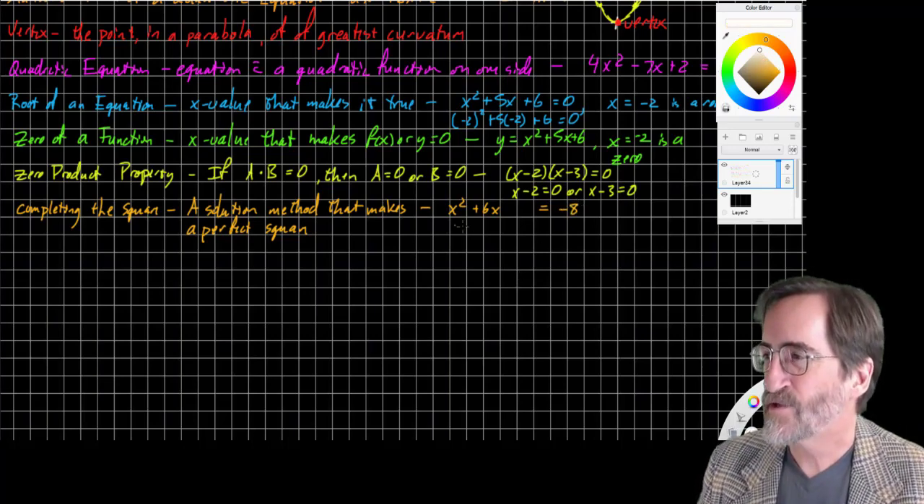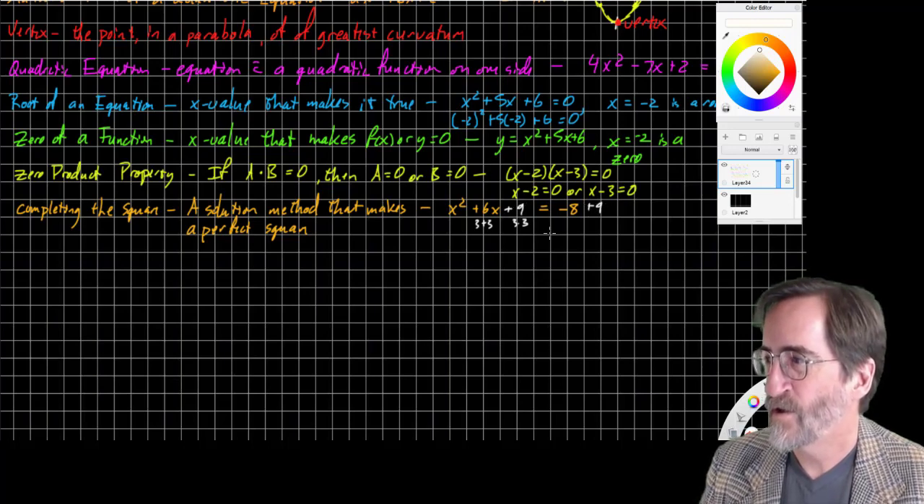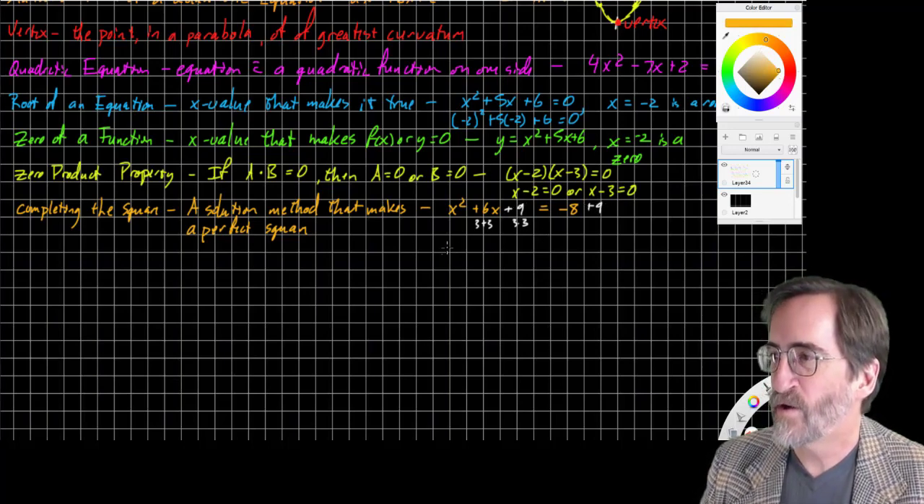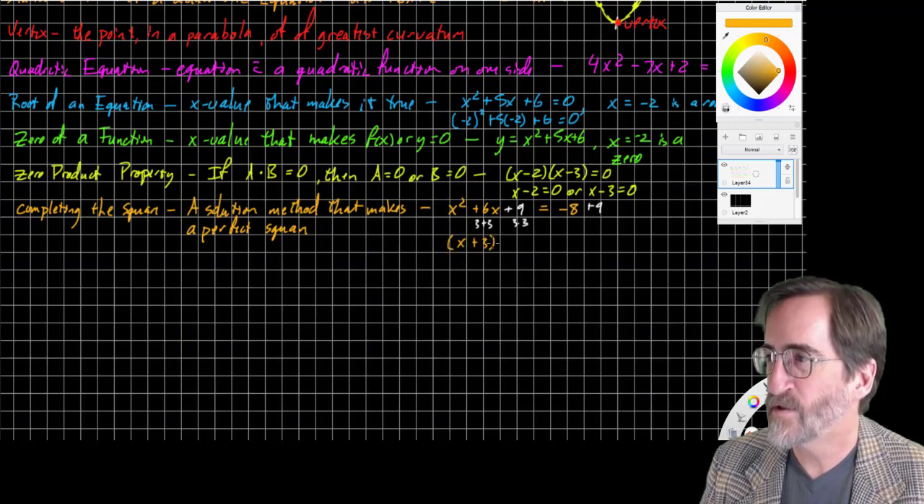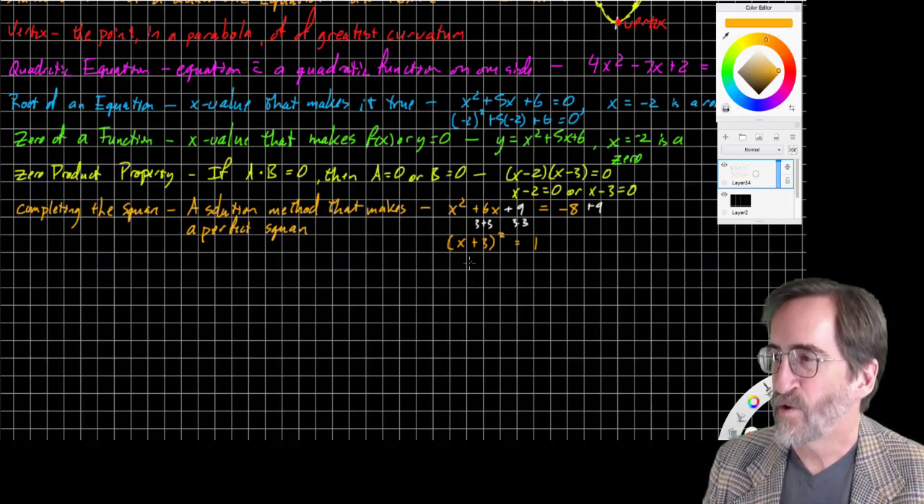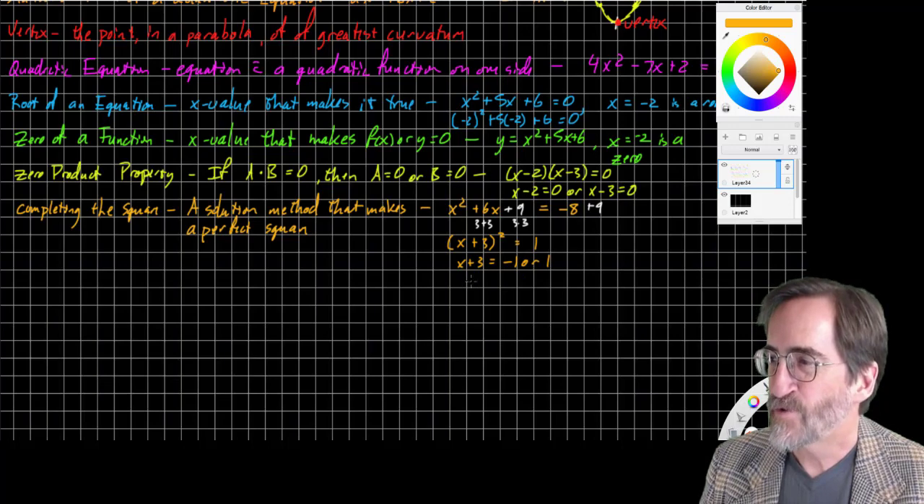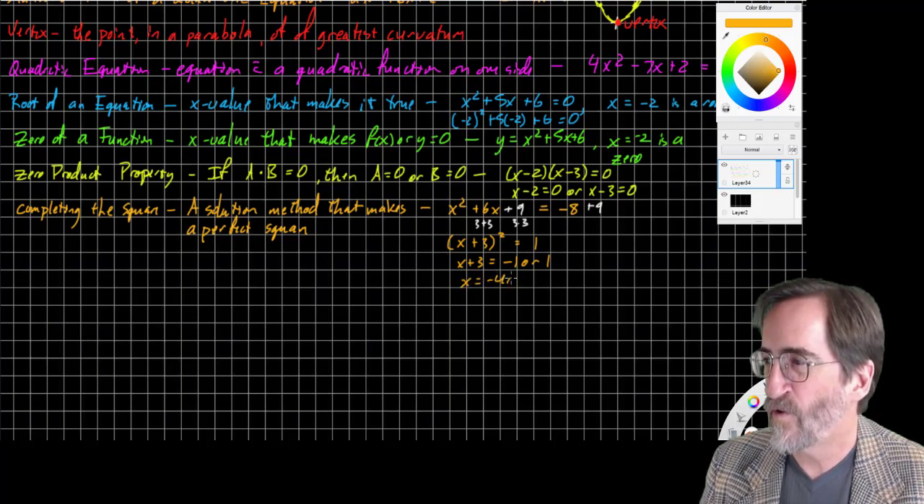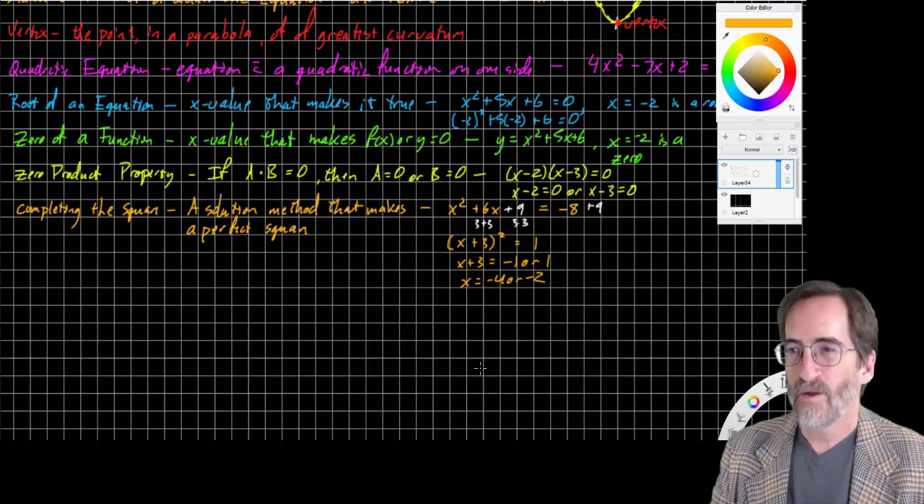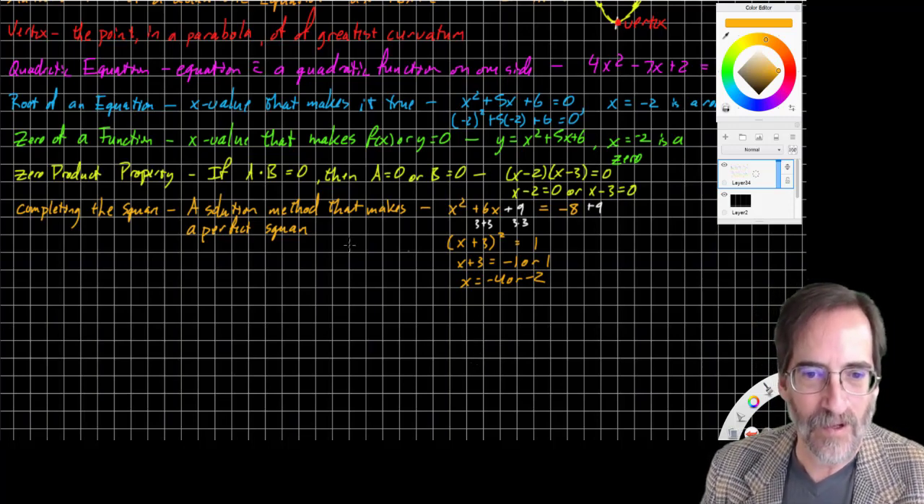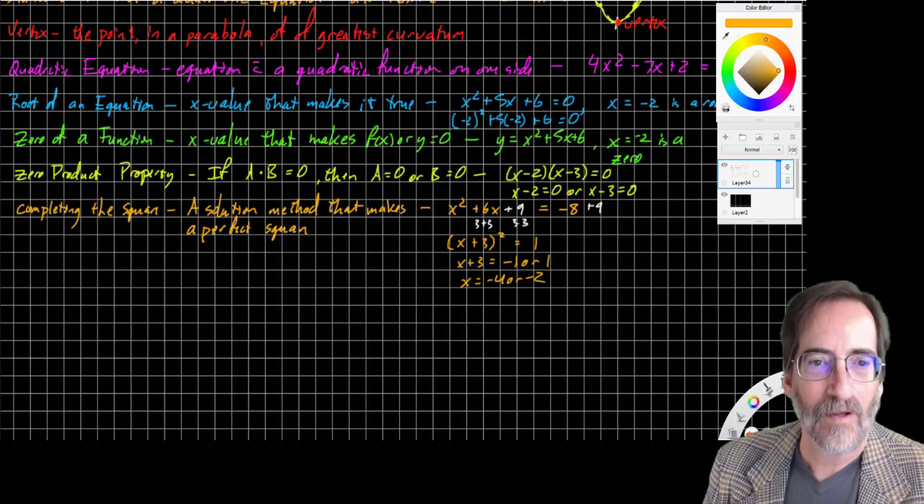We take half of 6 because 3 plus 3 is 6. We're going to multiply 3 times 3 and add 9 to both sides. That makes a perfect square on the left. X plus 3 squared equals 1. Okay, I can now take the square root. X plus 3 is, the square root of 1 is 1 or -1, so -1 or 1. Subtract 3 from both sides, and x is -4 or -2. That's completing the square.